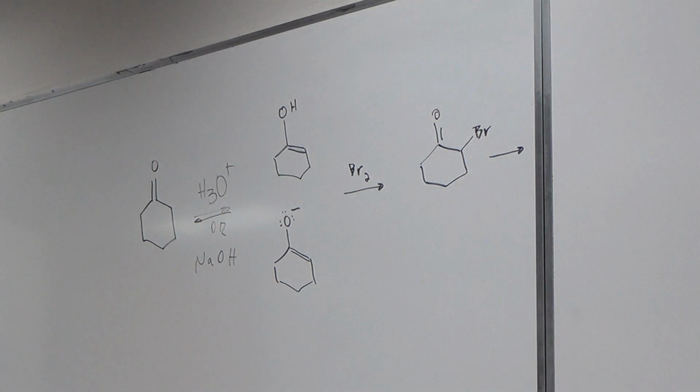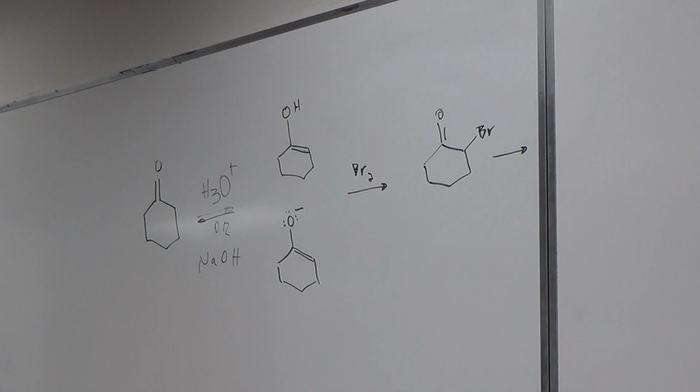You can also use pyridine. Whatever little not very strong base will do this job. And it'll give you an alpha, beta unsaturated carbonyl.